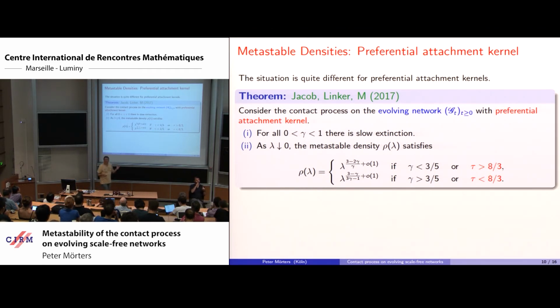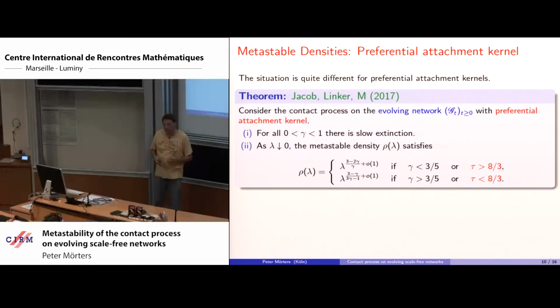Preferential attachment kernel is completely different. So if you look at this case, remember we had a fast extinction phase showing up for the factor kernel. That's not the case for preferential attachment. You always have slow extinction here, but you still have a transition now at tau equals 8/3, between two different exponents for the metastable densities. And again, this corresponds to two different strategies for the infection to survive, but the strategies are different.